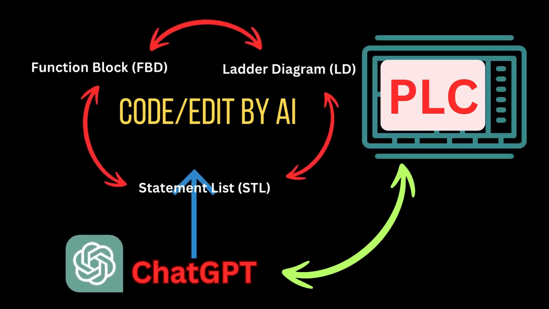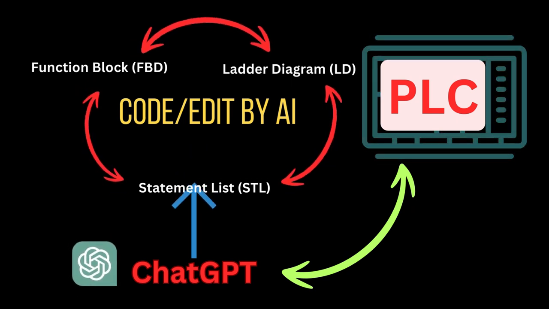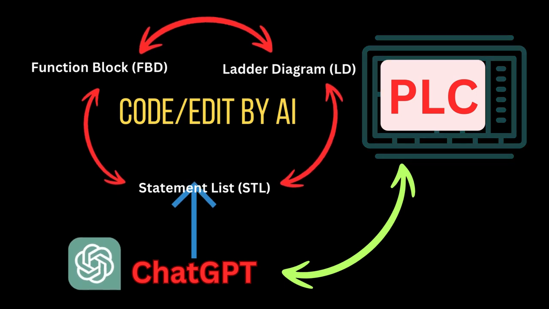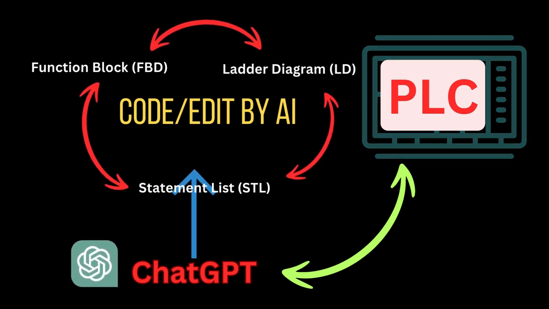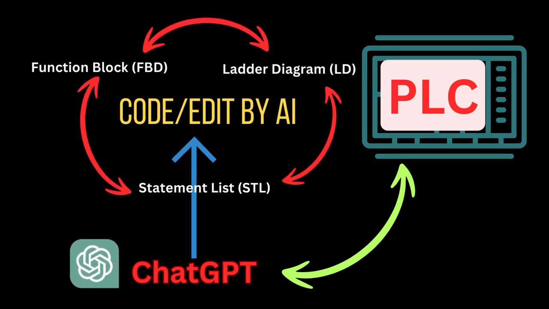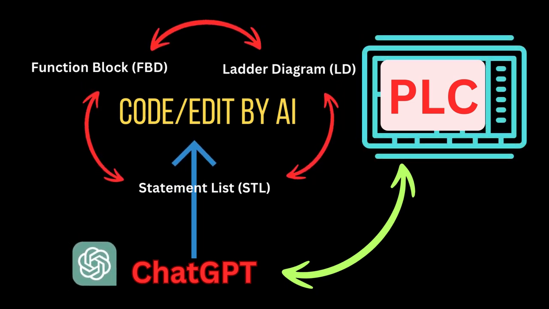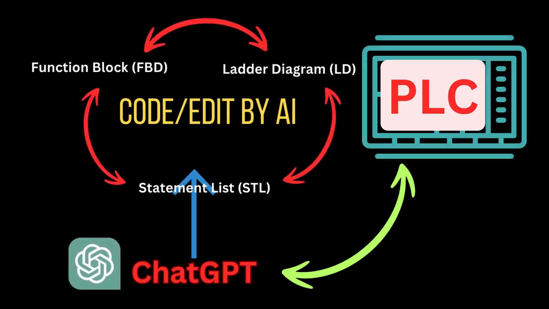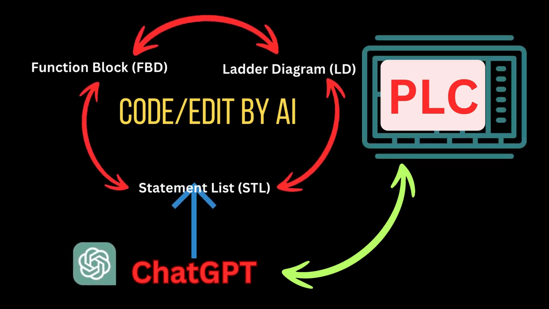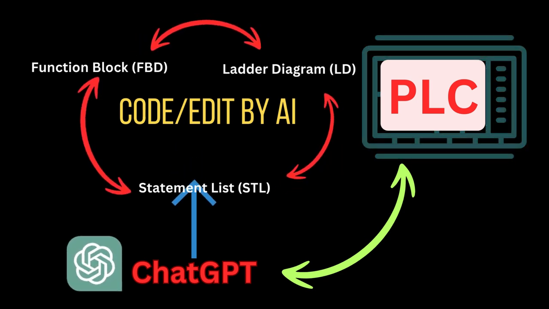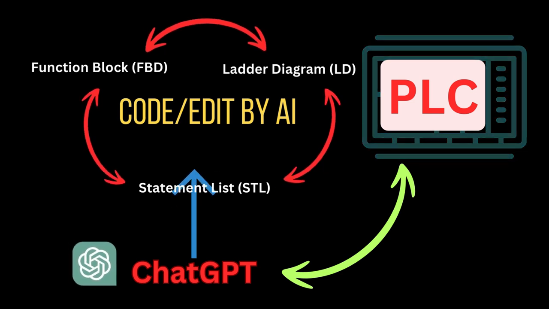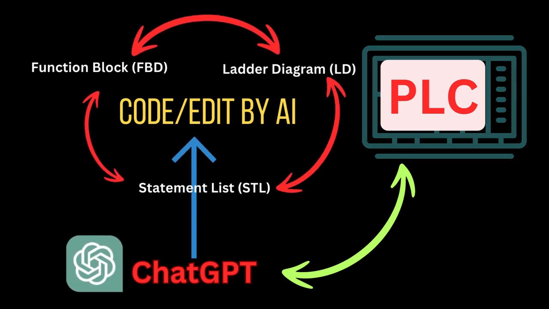But that's not all. We're also delving into the realm of artificial intelligence and its application in industrial automation. Discover how the power of AI, specifically with the assistance of ChatGPT, can revolutionize the way we write and modify PLC code. Learn how to integrate AI-driven programming to enhance efficiency and precision in industrial automation processes.